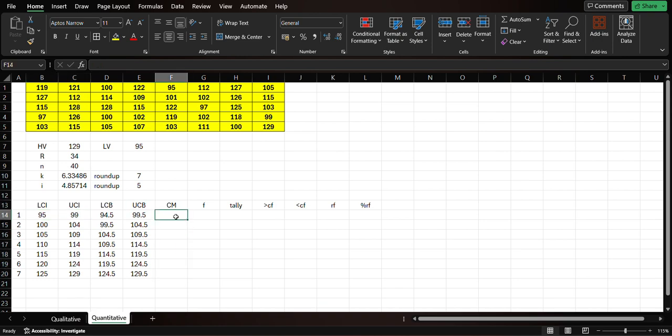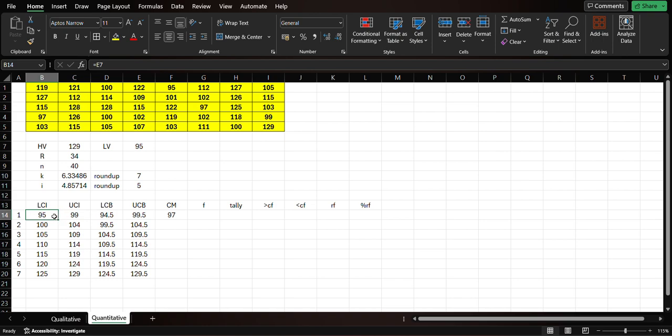Okay, next would be the class mark. Class mark is also called the class midpoint, meaning per group there would be a middle. All right? What is that value? That is your class mark. And to get that, all we need to do is to get the average of the lowest and upper class interval. So that would be adding them both and dividing it by 2.